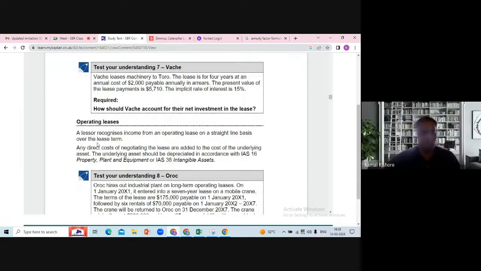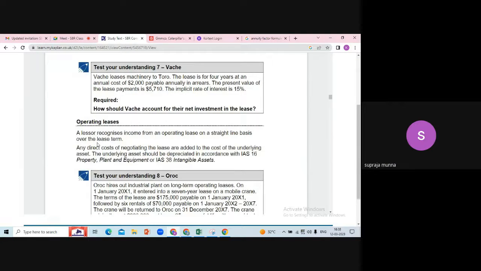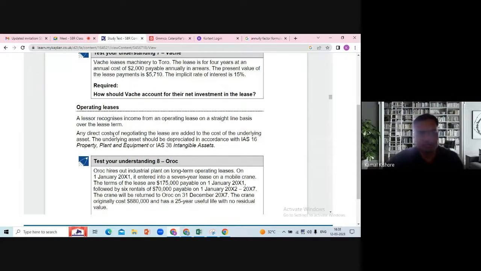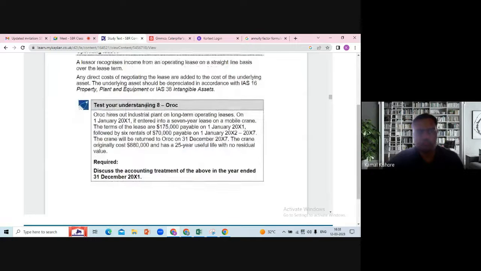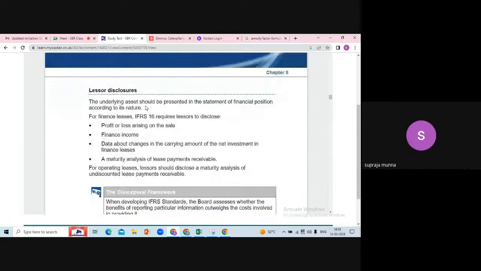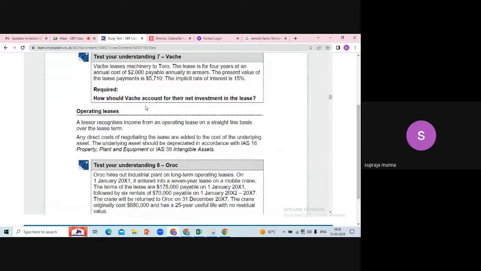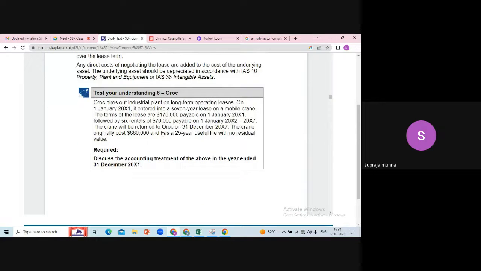Operating lease is very straightforward: rental income. Since it's rental income, it will be a normal asset of the particular lessor, and it will be depreciated over time, and IAS 16 will apply to it as PPE.